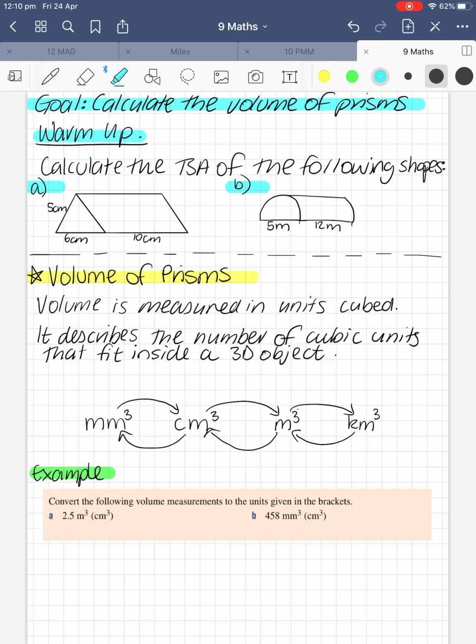To start though, I want you to complete these 2 warm-up questions calculating the total surface area of these 2 shapes. So on the left we have a triangular prism and on the right we have a half cylinder. Please complete your working out and upload it to the OneNote. Remember, it will sync eventually. So pause this now and have a go at those warm-up problems and don't forget your units at the end.